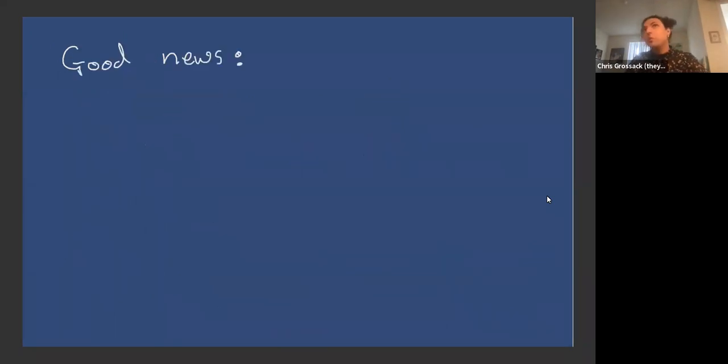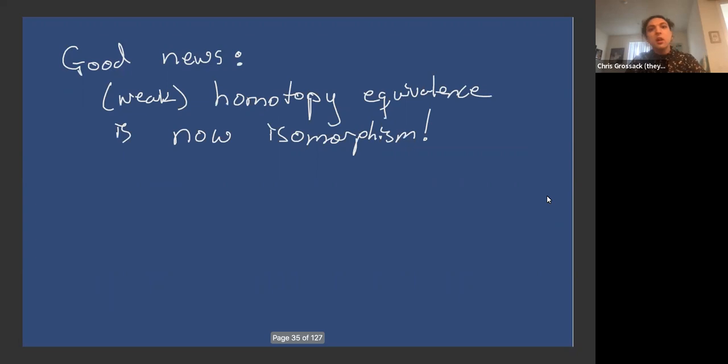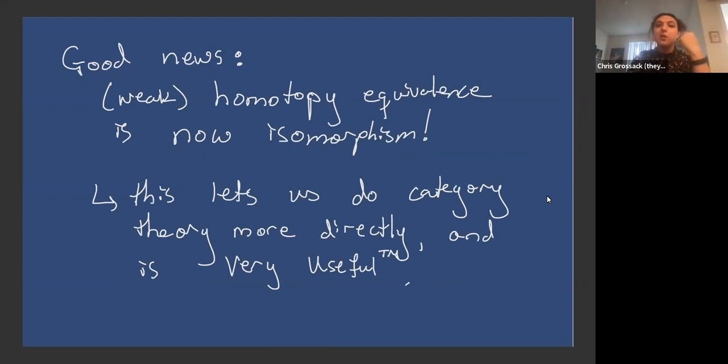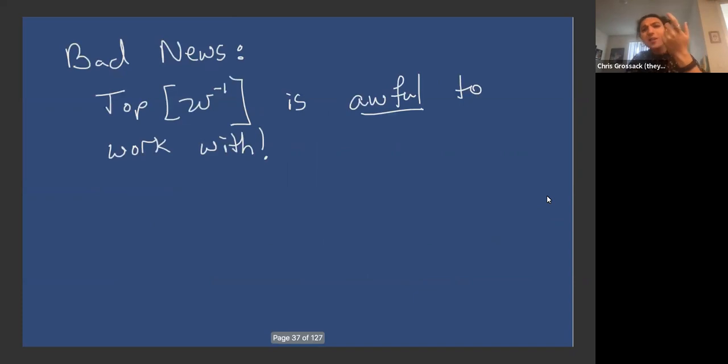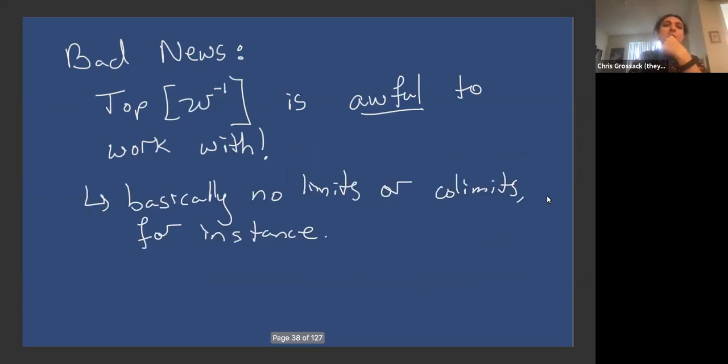So we have good news and we have bad news after doing this. The good news is that weak homotopy equivalence is now isomorphism, which is exactly what we wanted. So this lets us do category theory more directly. This turns out to be a very useful thing to do. The bad news is that this category sucks, to use the technical definition. Basically, there are no limits or colimits at all. There's a way of getting around this with these things called homotopy limits and colimits, which is one of the things that model categories will help us do, but I won't talk about them in this talk.